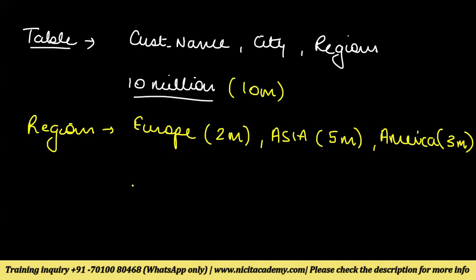If I am partitioning it based on the region, I will get three partitions. One will be Europe, right? With 2 million rows. I'll get another partition called Asia with 5 million rows, and I'll get another partition called America with 3 million rows, right? Understood? Partitions? Yes or no? Yes. All right.